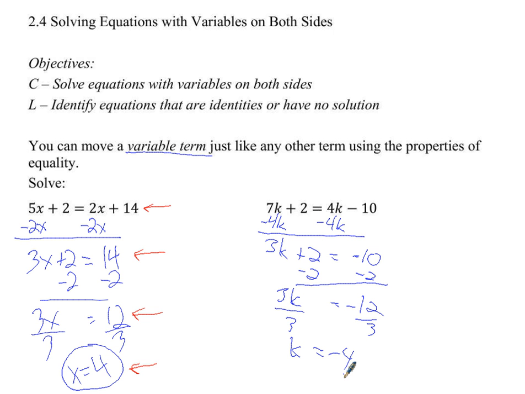Check your answers. Negative 4 times 7 is negative 28. Negative 28 plus 2 is negative 26. Negative 4 times 4 is negative 16. Negative 16 minus 10 is negative 26. The people who check their answers are the people who are going to be very successful, not just in this class, but in every single math class that you take from now until the day you graduate. Trust me. Make that a habit.